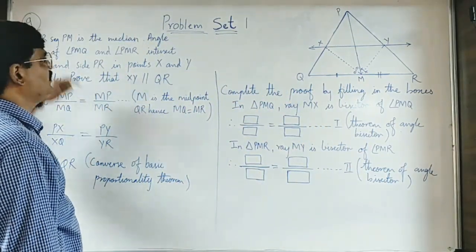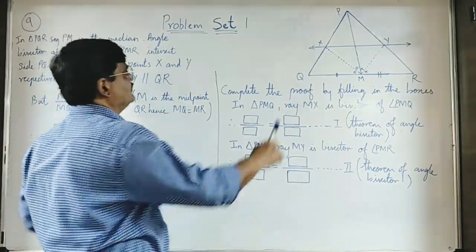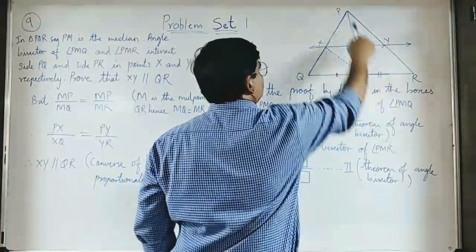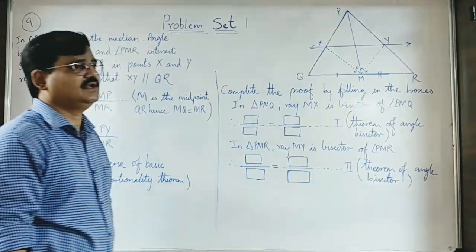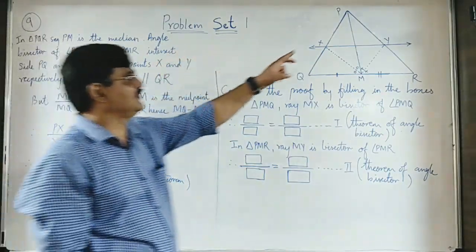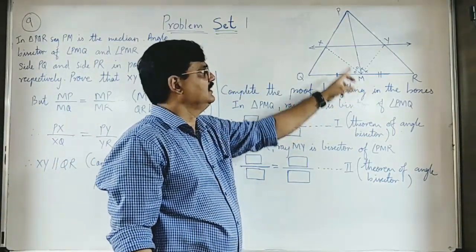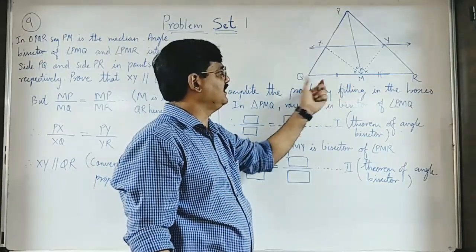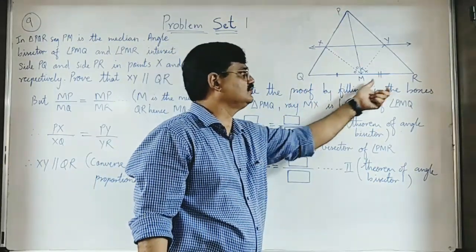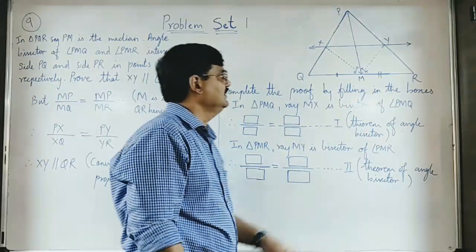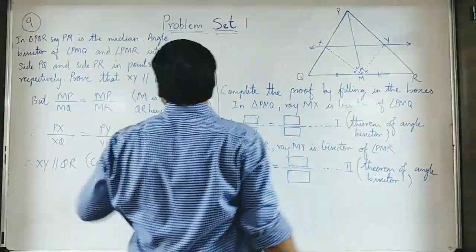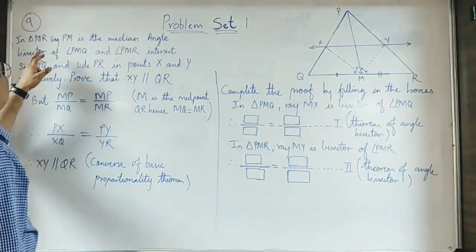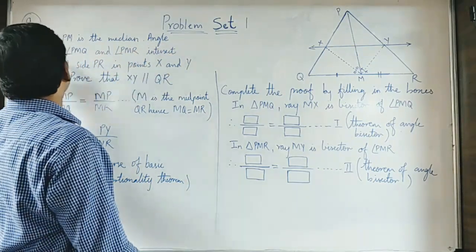Say in triangle PQR, you have PM is a median. You know that there is PQR. PM is a median. Now what is that median? It is nothing but a line drawn from the vertex to the midpoint of the opposite side. That means PM is a median, then that means QM is equal to MR. That sign has been given. See that the QM is equal to MR. PM is a median, therefore QM is equal to MR.